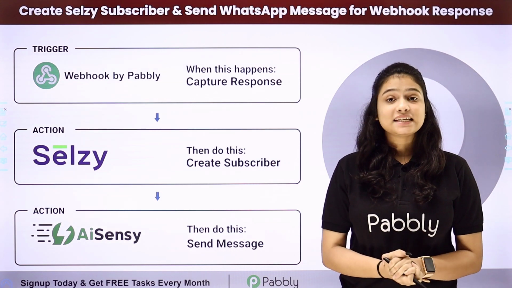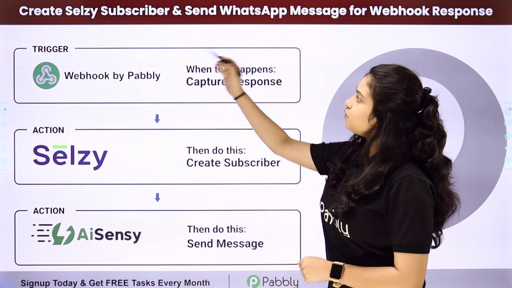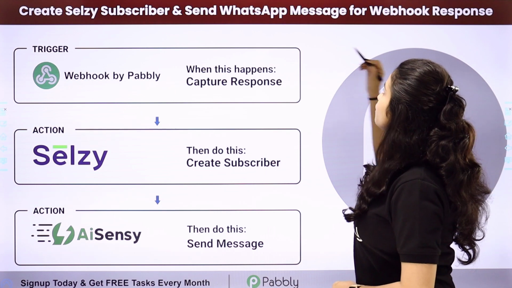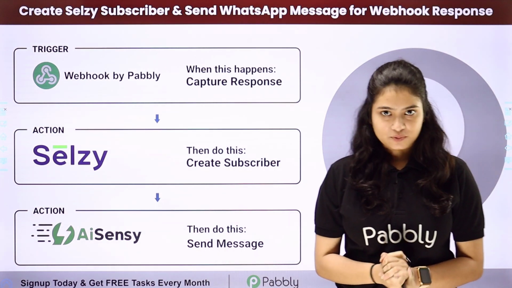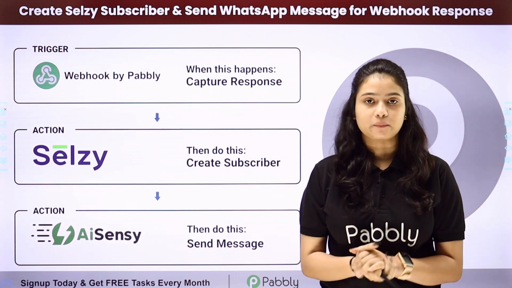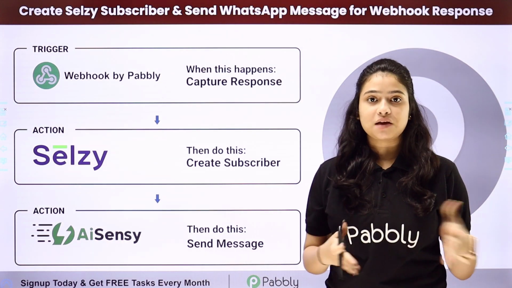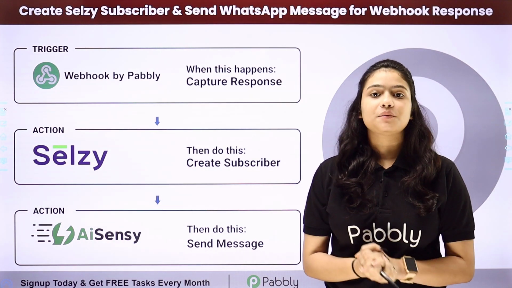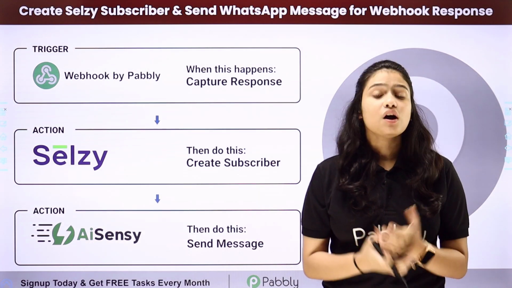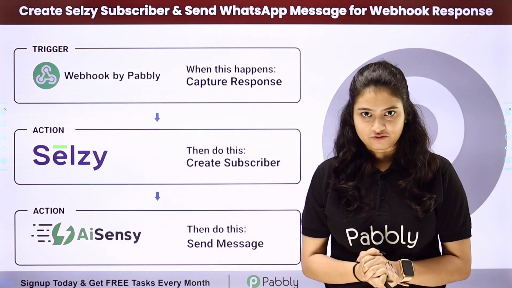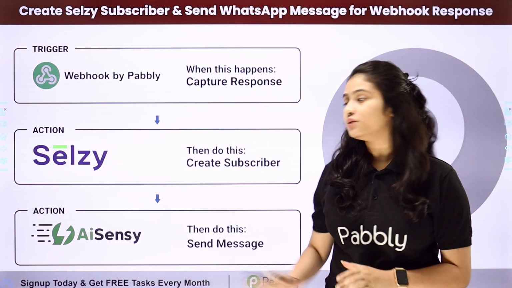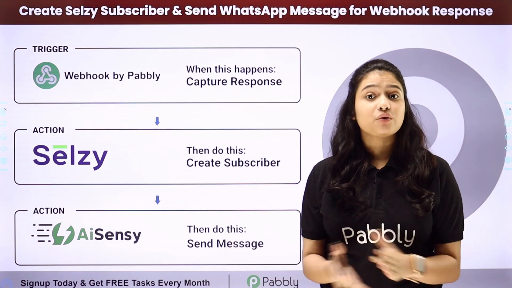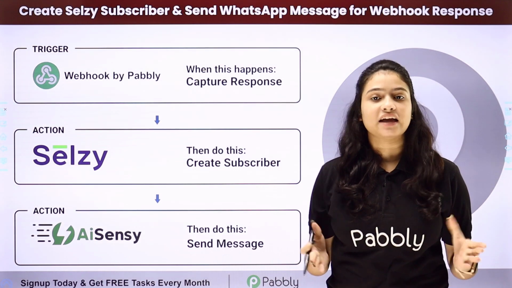Hello everyone, in this video we are going to learn how to create Selzy subscribers and send WhatsApp messages for Webhook responses. Whenever a new Webhook response is received through, let's say, form submission, automatically by using the same Webhook response, a new subscriber should be created in my Selzy account, which is an amazing email marketing platform. And at last, I also want to send a WhatsApp message to the new subscriber by using AI Selzy. So how are we going to do this process automatically and effortlessly?